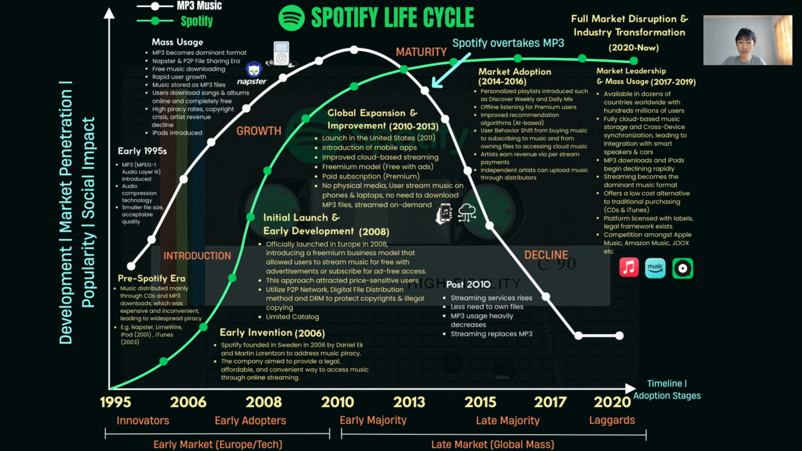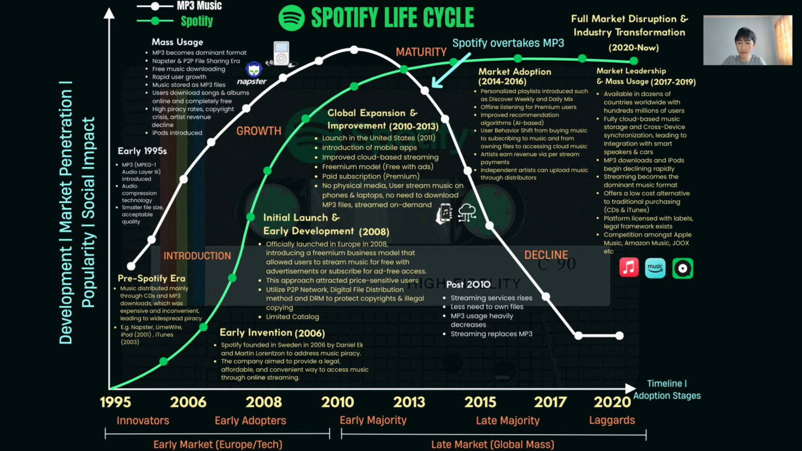Hello everyone, I will be explaining the Spotify lifecycle flowchart and how it transformed the way we consume music compared to traditional MP3 downloads. So this diagram shows the development, growth, maturity, and impact of Spotify over time, alongside the decline of MP3 music from the early 1990s until today.